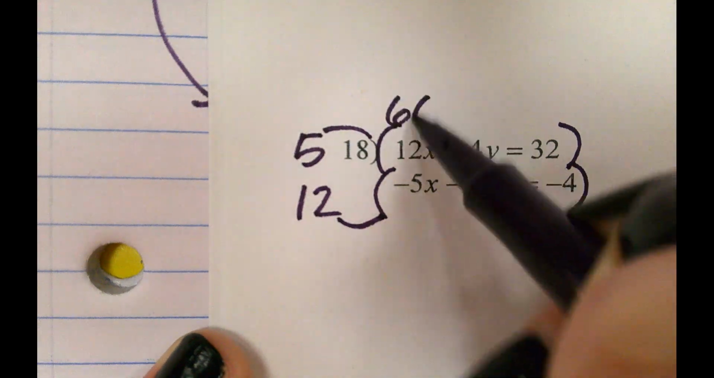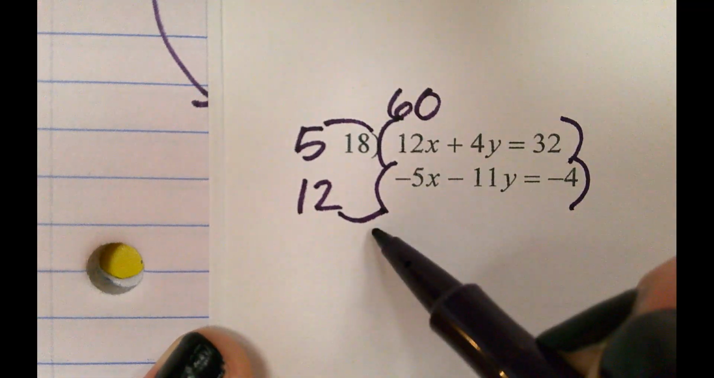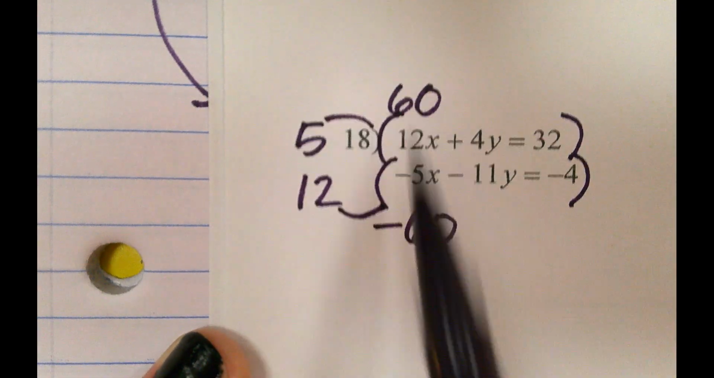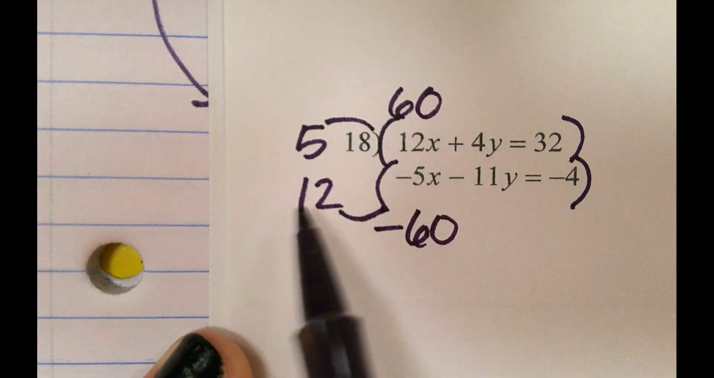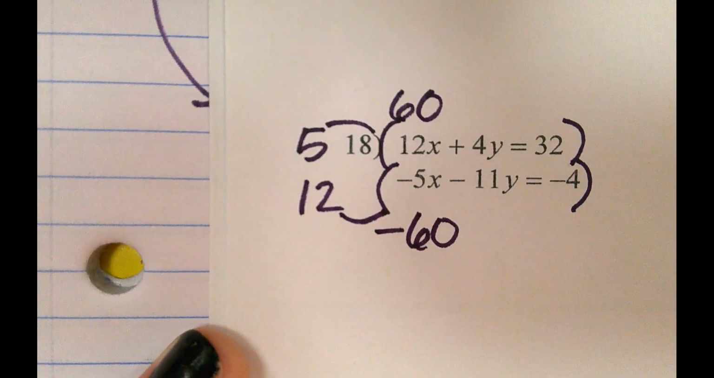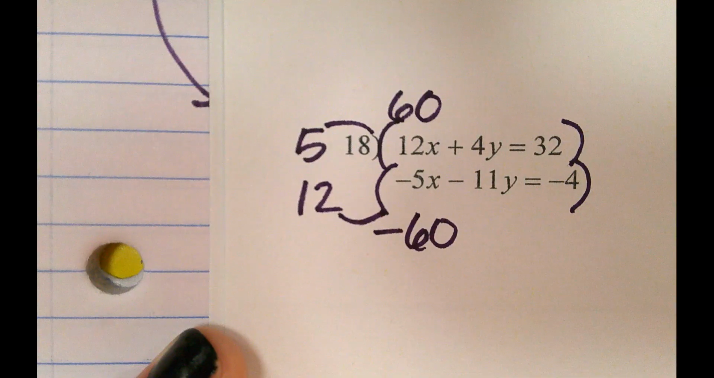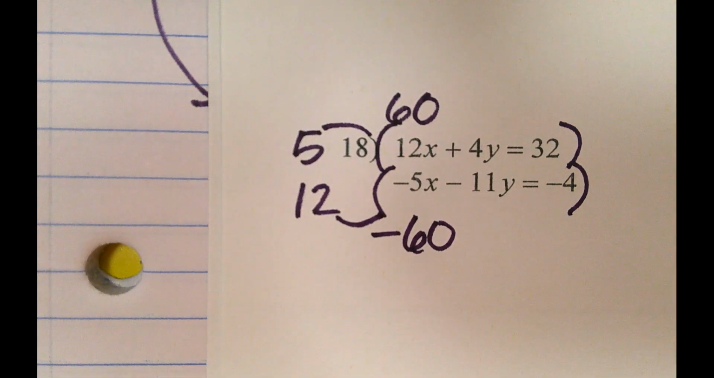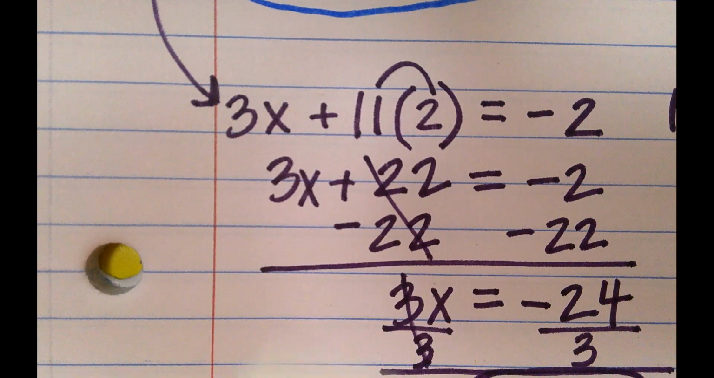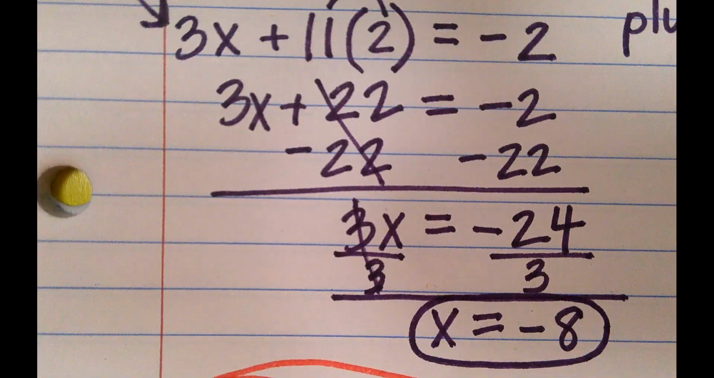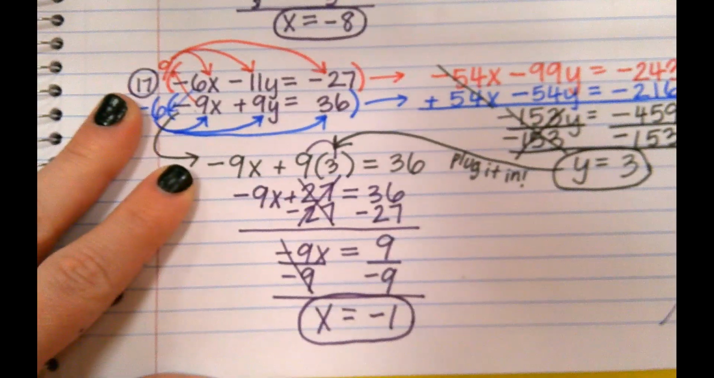12 times -5 is -60. Those will cancel, so we don't need to make one negative. They're already going to cancel. Does that make sense? Okay, perfect. So you know your numbers for 18. There's your hint. Now I'm going to pause again, and I'm going to let you do that work.